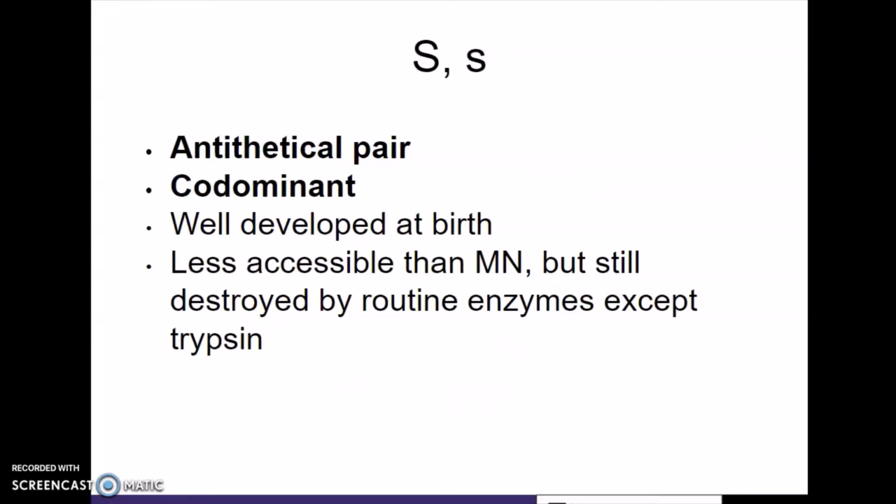Okay, the other antithetical pair in this unit is big S and little s. They are also codominant. They are well developed at birth, and they are less accessible than M and N, but they are still destroyed by routine enzymes except trypsin. So here, I want you to consider which glycophorin big S and little s are on. Good job, glycophorin B. Wow, you guys are really getting it. Because of that, they're not on the outer edge like glycophorin A allows the M and N to be. So it's harder for the enzymes to get to them, but they can still be destroyed by them.